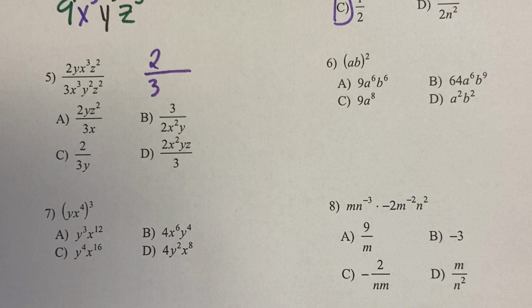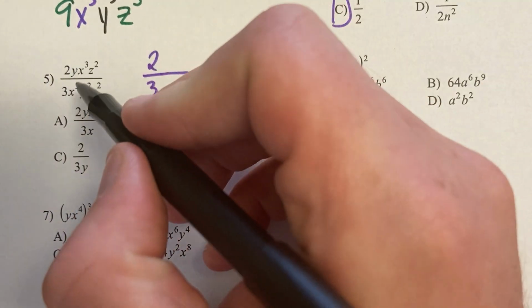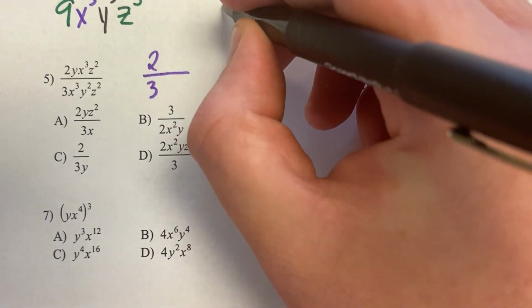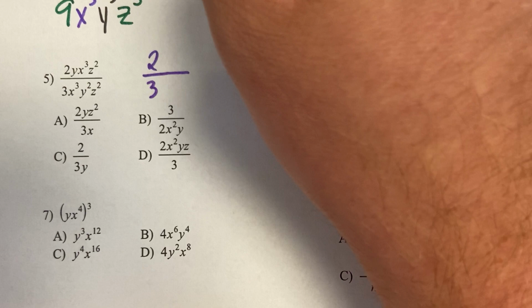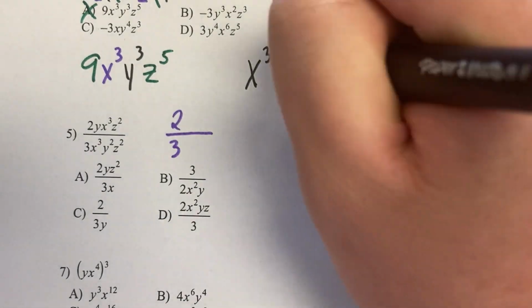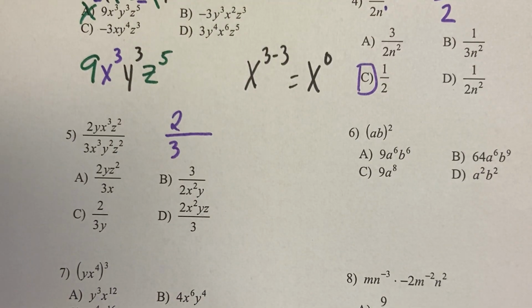Let's look at, I don't know, I say in alphabetical order. So let's look at the x's. I've got x to the third over x to the third. Well, that would mean we would be doing x to the 3 minus 3, which is 0. So the x's are just going to go to 1, or in essence, are just going to kind of go away.